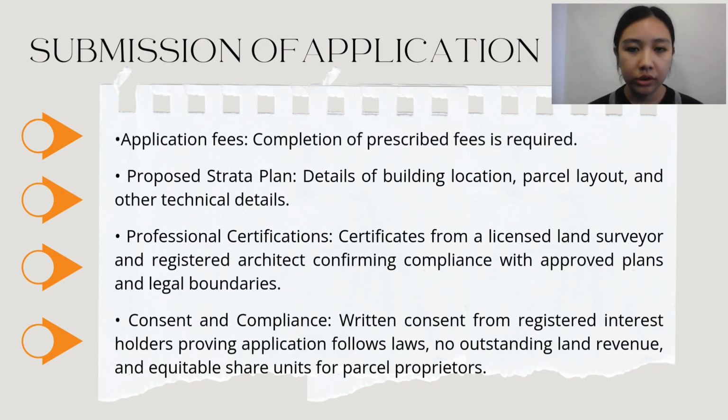For the submission of the application, there are 4 stages. The first stage is the application fee. Payment of the prescribed fees is required. The next is the proposed strata plan, with the details of building location, parcel layout, and other technical details. The third one is professional certification, a certificate from a licensed land surveyor and a registered architect confirming compliance with approved plans and legal boundaries. And lastly is consent and compliance, a written consent from registered interest holders proving that the application follows the law, there is no outstanding land revenue, and equitable share units for parcel proprietors.